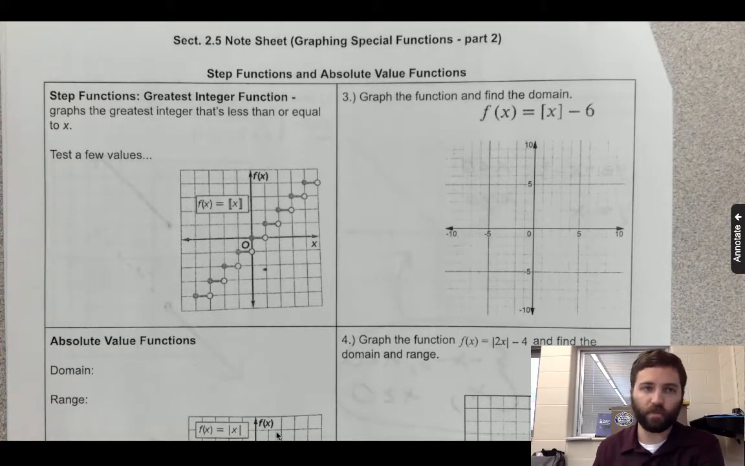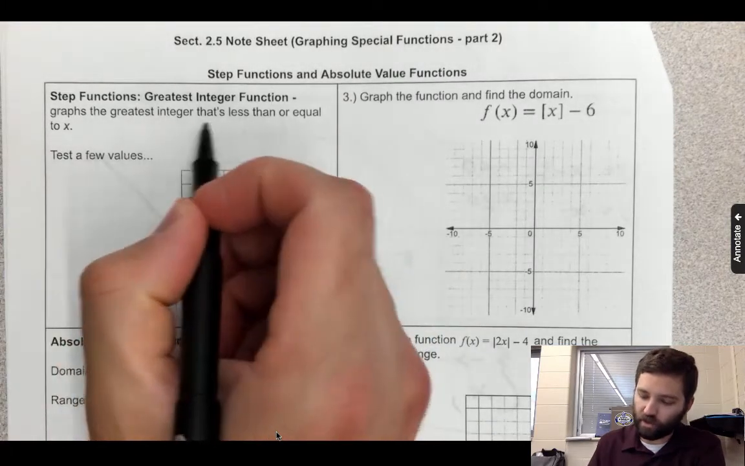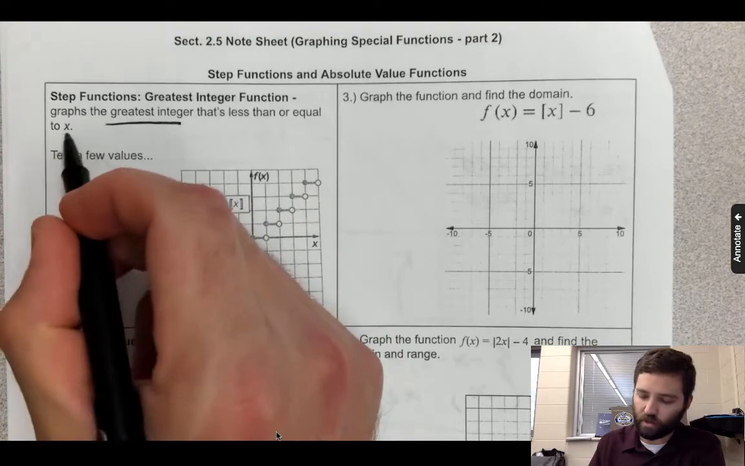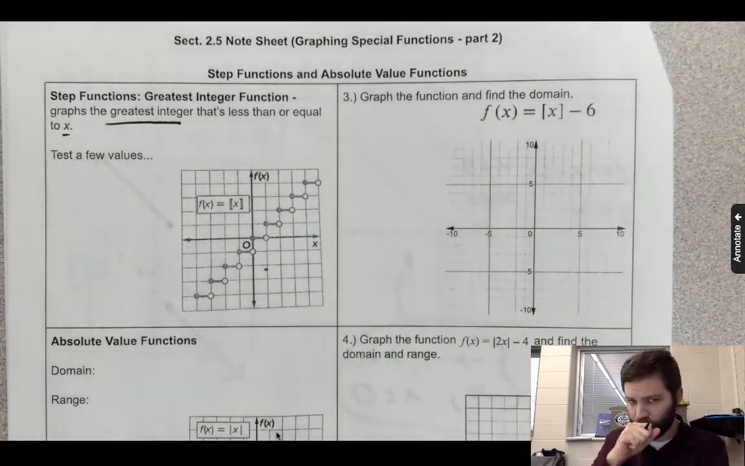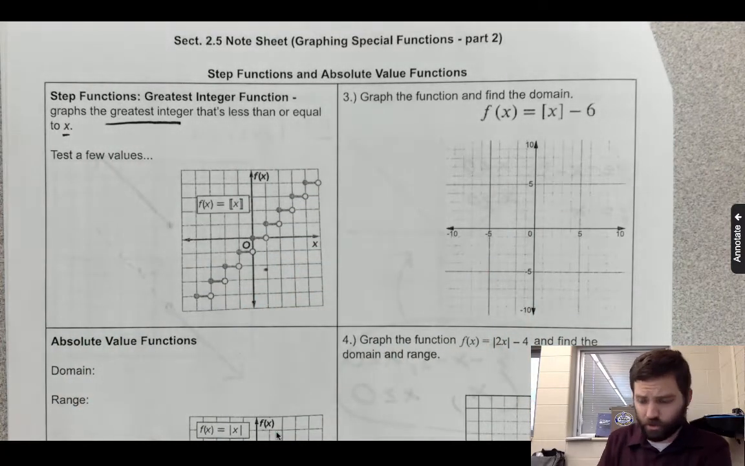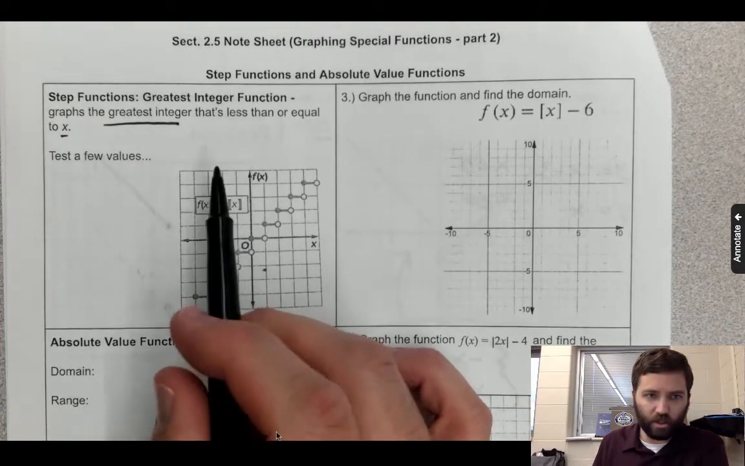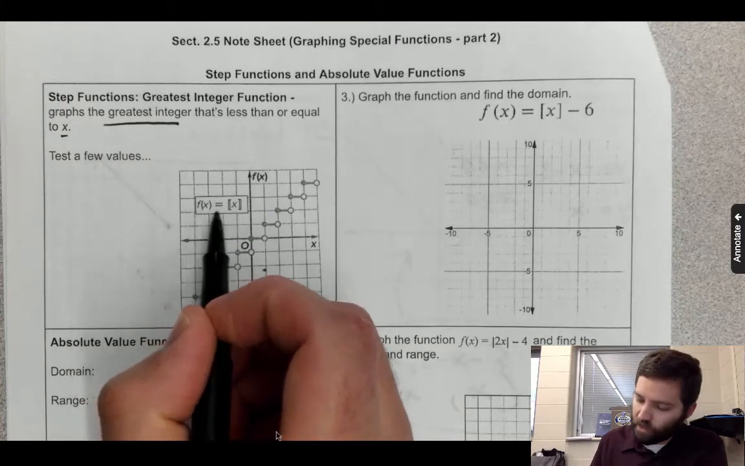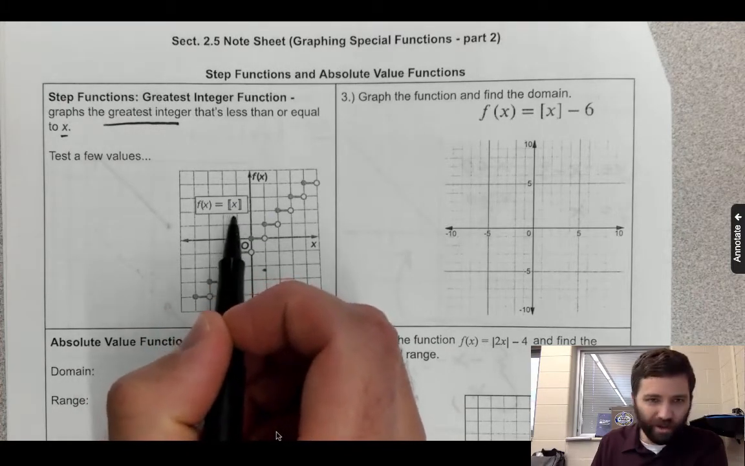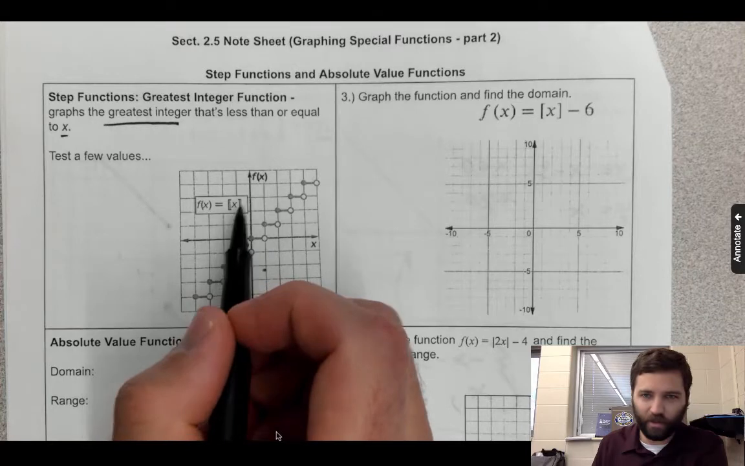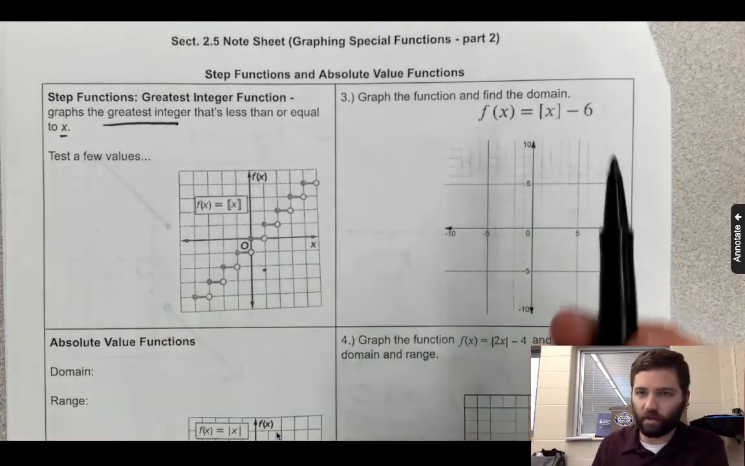Okay, so the first type of function, a step function, is most frequently analyzed using the greatest integer function. What this does is it graphs the greatest integer that's less than or equal to x, or in other words, whatever you put into the function. So you can see the graph of it here, but I think it'd be worthwhile looking at a few values. f of x equals these double braces is how you type it in, but really if you just use braces, we'll know what you're talking about.